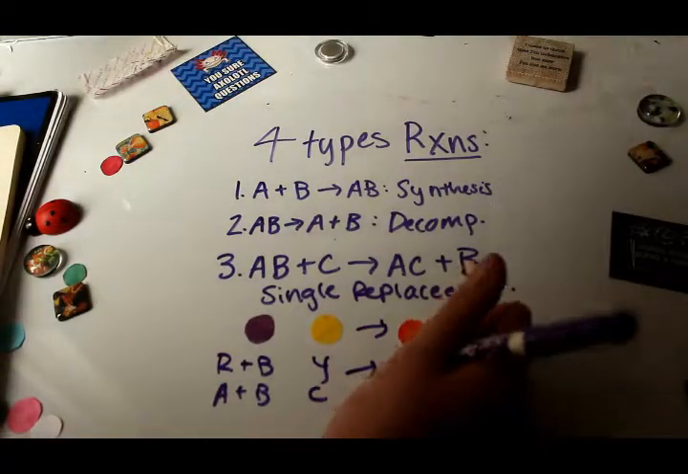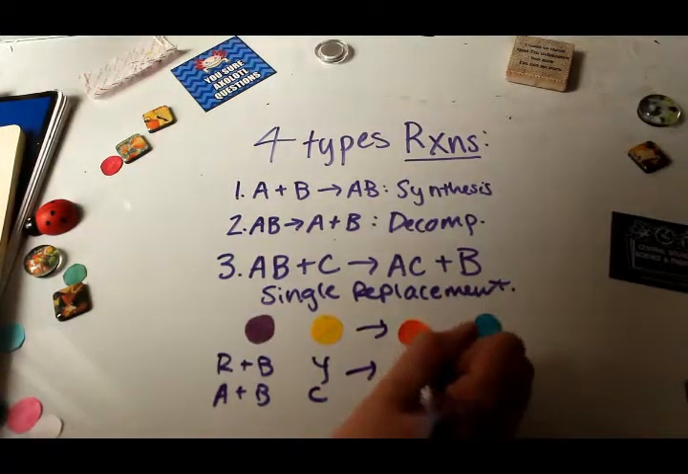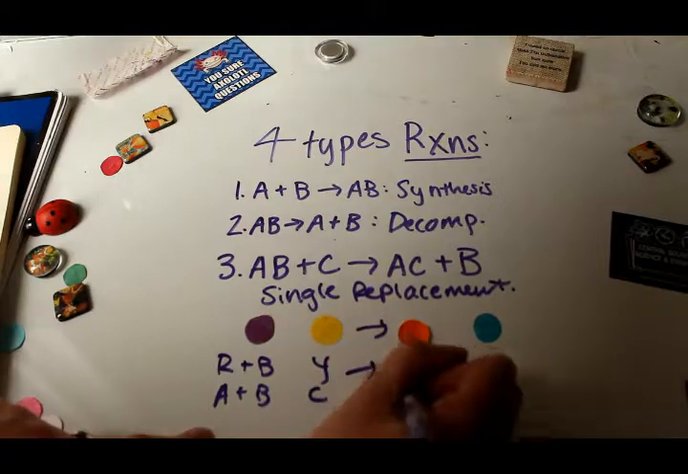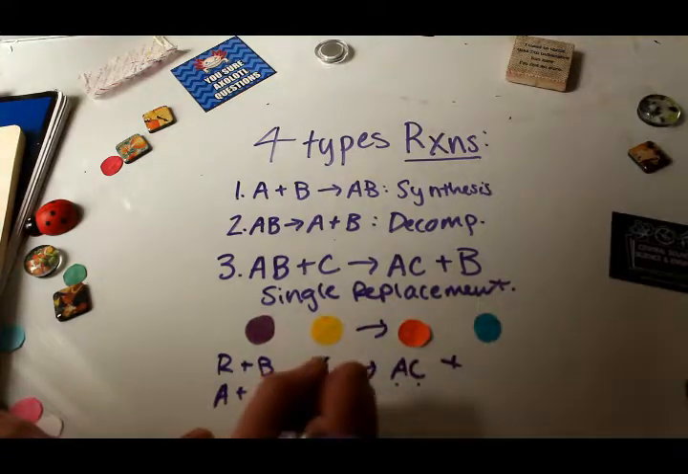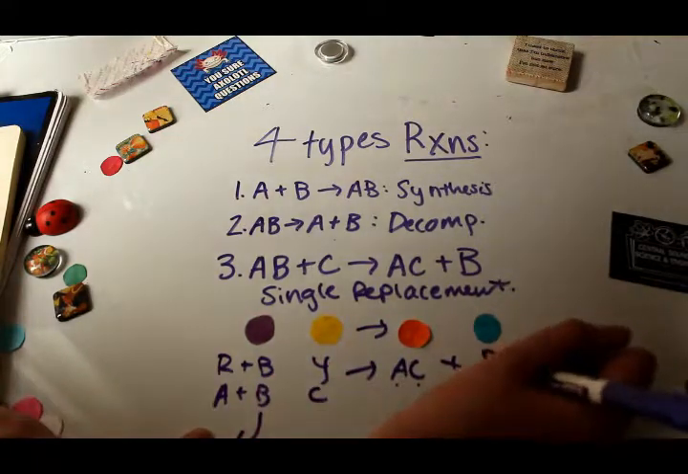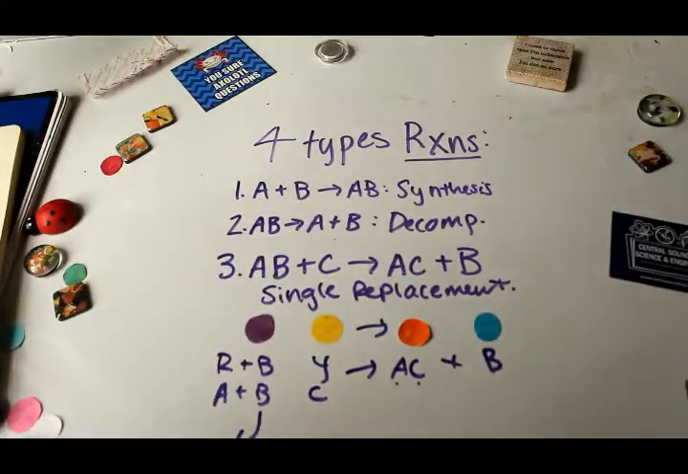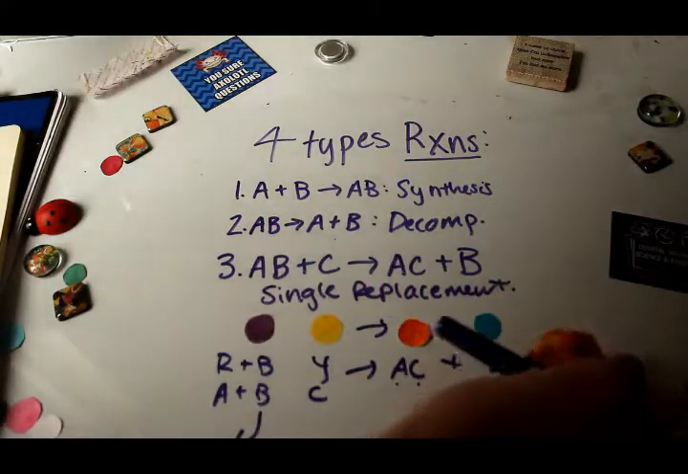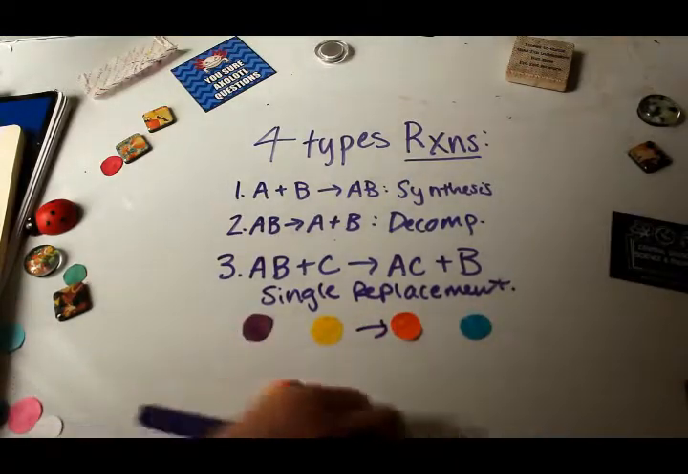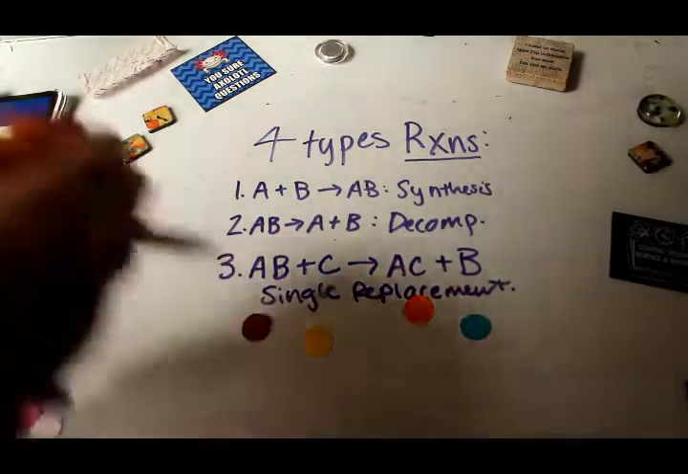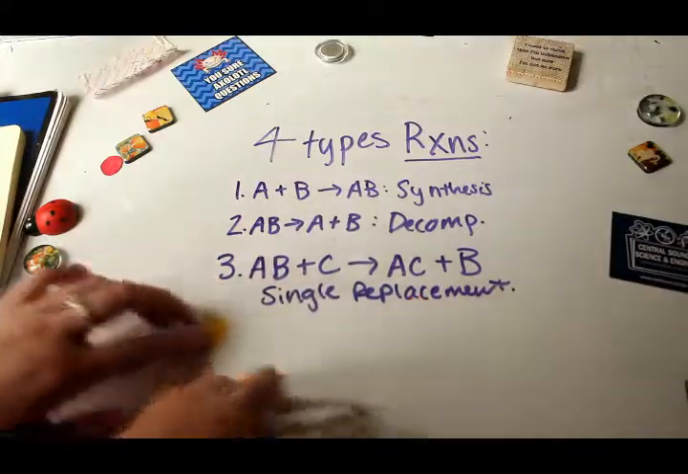If this was AC, then we would take red and yellow, and that would just leave us plus B. B could be emitted, B could be a byproduct, B could be a spectator ion, a solute, a precipitate, anything like that. So it depends on really what you're working with.